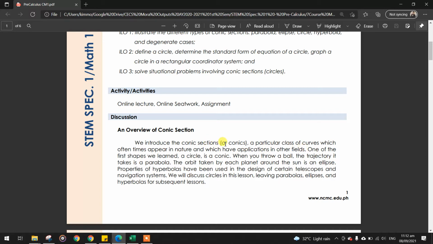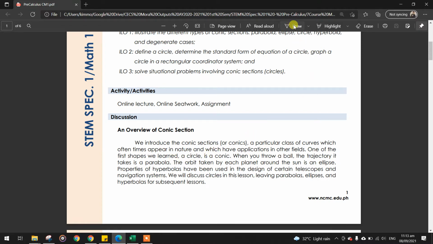So maybe the word conic sections is not familiar to you, but we often see these in our surroundings. One of the first shapes we learn is the circle, right? In grade 1 or nursery we learned shapes, and one of the shapes we learned is the circle, and the circle is an example of a conic or a conic section. So when you throw a ball, the trajectory it takes is a parabola. Again, the parabola is an example of a conic.